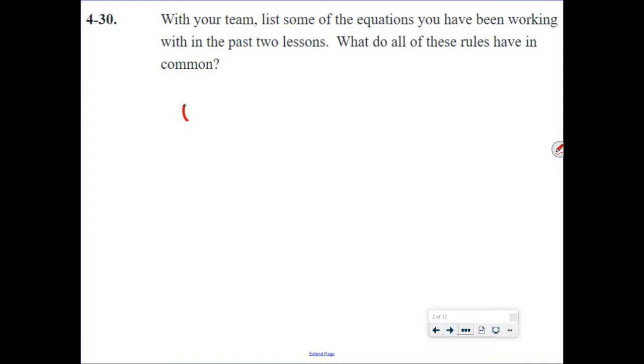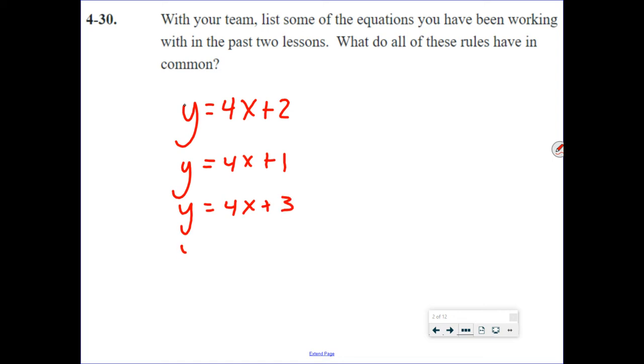The rules were like y equals 4x plus 2. Remember that? Then we had another one that was y equals 4x plus 1 and y equals 4x plus 3. And then we also had y equals 2x plus 3, right? And if you notice, what do they all have in common? Write these down. They all have the same format: the y at the beginning, y equals, and then something times x, and then plus something at the end. So they all have that same format, okay?